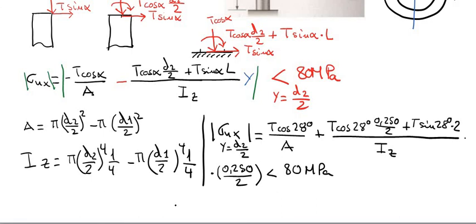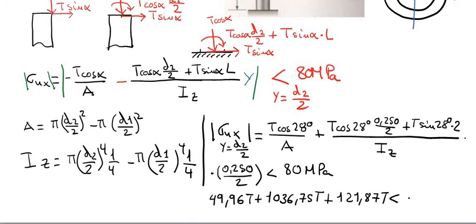If you work in pascals, you are going to get these numbers: 49.96 T plus 1036.75 T plus 121.87 T must be lower than 80,000 pascal, and that means that T has to be lower than that maximum, which is equal to 66.13 kilonewton.